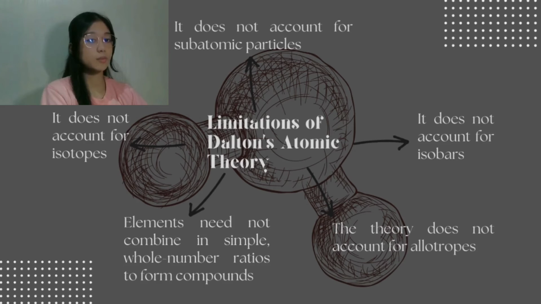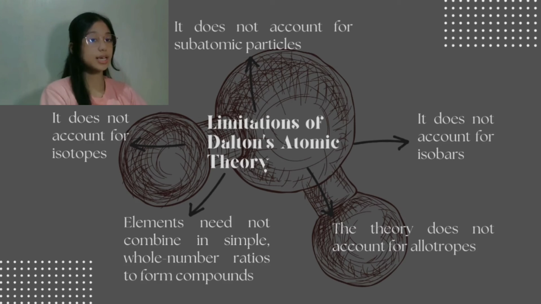The advancement of the study of the composition of matter gradually posed some limitations to Dalton's atomic theory. The first one is that it does not account for subatomic particles. Atoms, according to Dalton's atomic theory, are indivisible. This was refuted by the discovery of subatomic particles like electrons, protons, and neutrons that can further divide an atom, disproving the idea that they are indivisible.